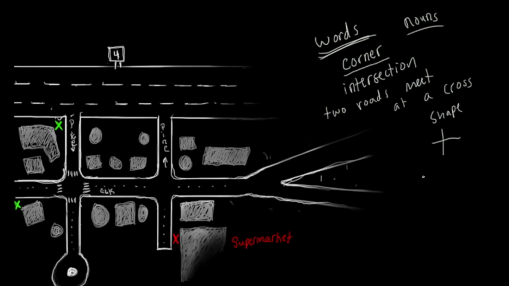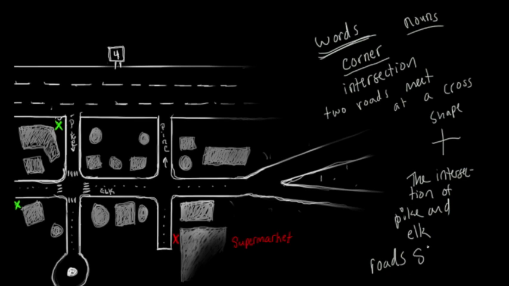We could say it like this. This is Pike. I know it's hard to read there. P-I-K-E. And this is Pine. And this is Elk. These are the names of the streets I've given them. We can say the intersection of Pike and Elk. So here we have Pike and here we have Elk. So this is the intersection of Pike and Elk. When we say intersection, we're talking about the roads. We're talking about these two roads or these two streets.